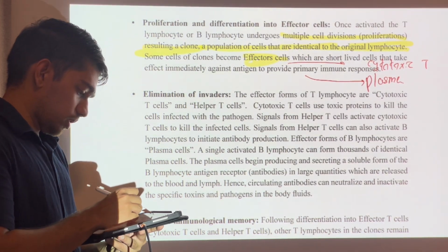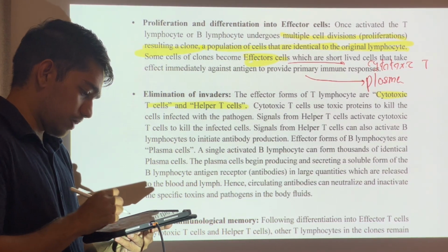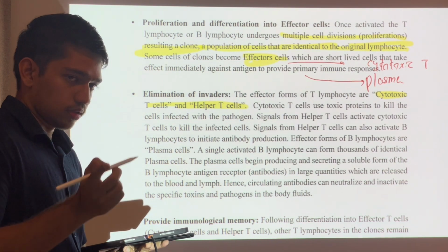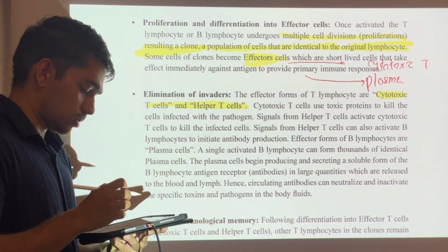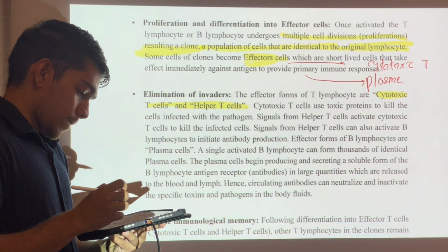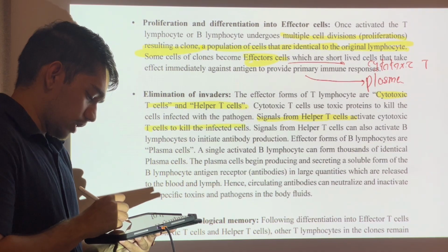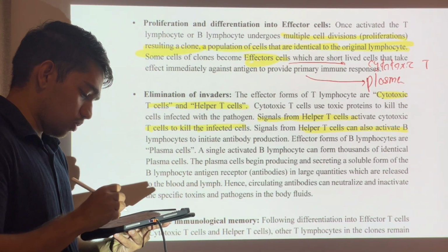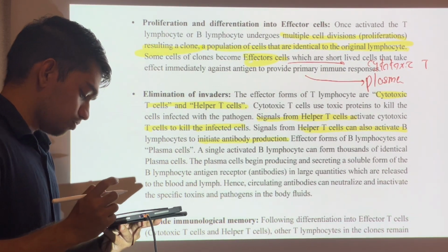So we know the effector forms. The T lymphocytes have cytotoxic T cells and helper T cells. We know how the cytotoxic T cells work, the enzymes and killing of cells I told you earlier. Signals from helper T cells activate cytotoxic T cells to kill the infected cells. Also, signals from helper T cells can activate B lymphocytes to initiate antibody production. I'll show this with the diagram.